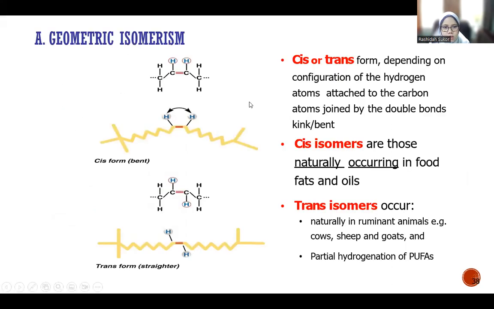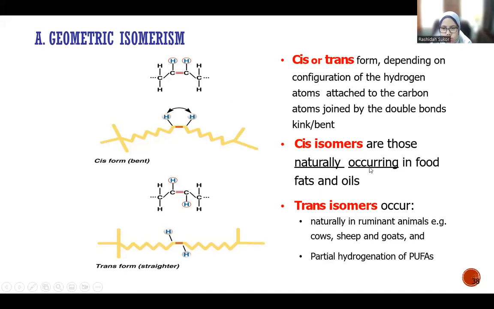Kalau geometry, satu cis, satu trans. Cis tadi macam mana kan? Kita dah tengok. Cis tu, that means they have the same position, yang location dia tu. Okay. Cis or trans ni geometric isomer depending on configuration of the hydrogen atom attached to the carbon joined by the double bond. Normally dia memang dekat double bond lah.